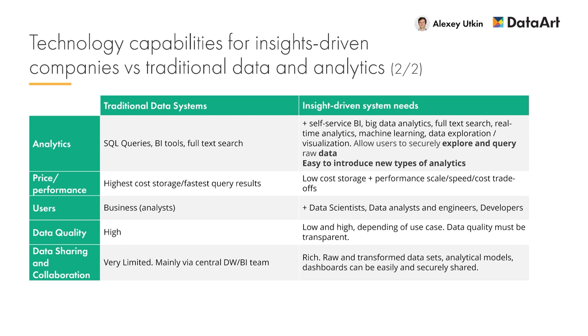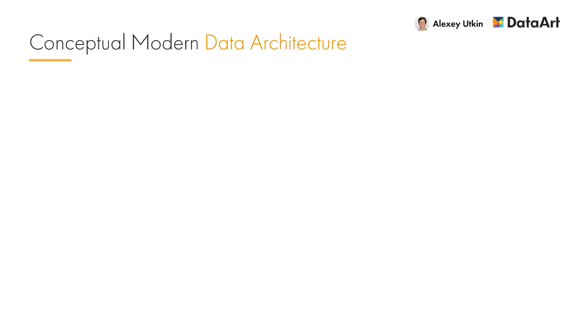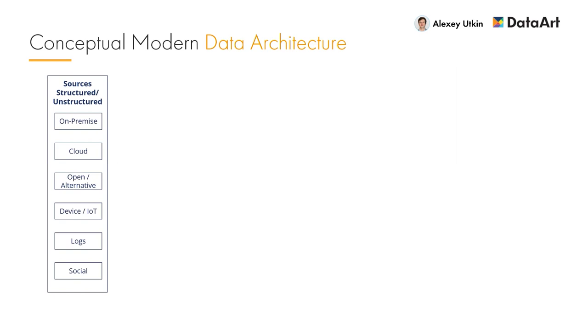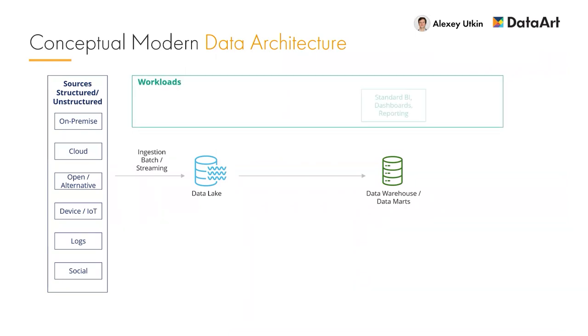With all this background and comparison of capabilities, we formulate some sort of conceptual view of the modern data architecture, which we often deploy in one form or another in our client projects. So here on the left side, you have sources, the unstructured, structured data coming from your existing on-premise systems or clouds or open data or social. And then it gets ingested to a data lake, which holds all that as a single source. Then it still can go to data warehouse, data marts for this high quality, curated, optimized workloads, go to standard BI dashboards and reports you used to see.